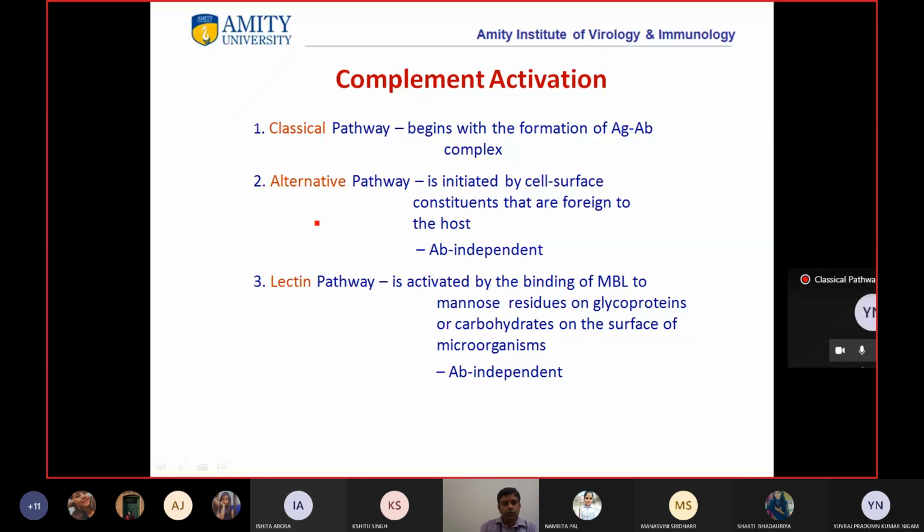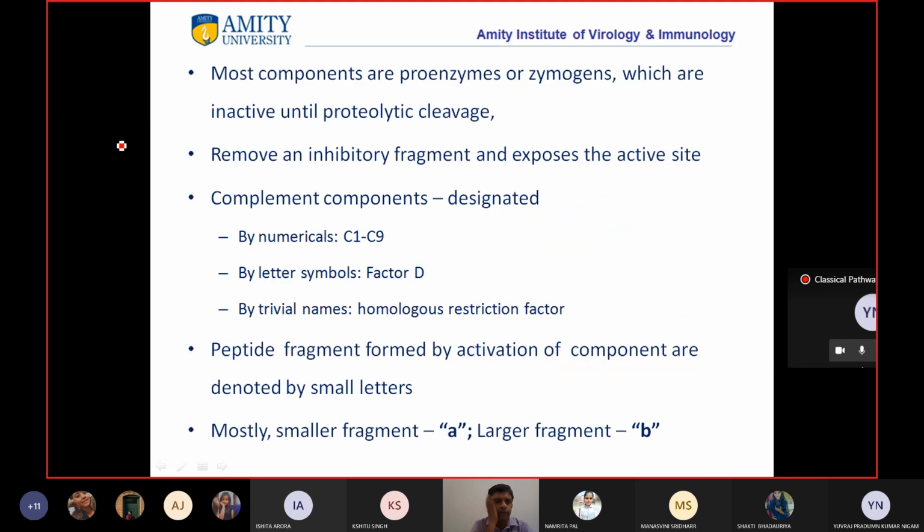Okay, so this again we have discussed, that classical pathway begins with the formation of antigen antibody complex. Therefore this is the only pathway which is dependent on antibody. So this is the antibody dependent pathway, whereas alternative pathway and lectin pathway are antibody independent pathways, right?